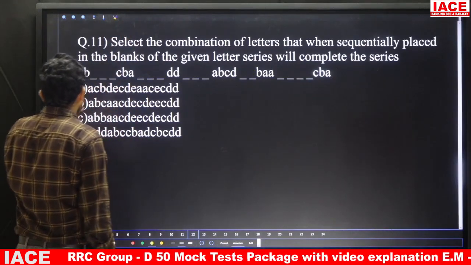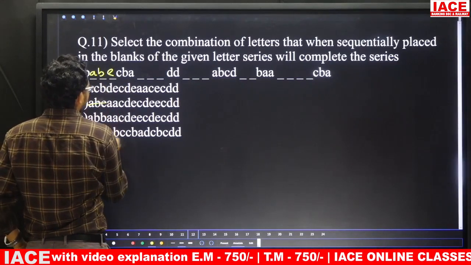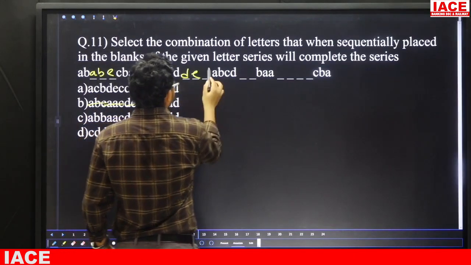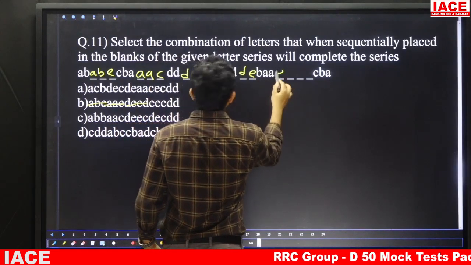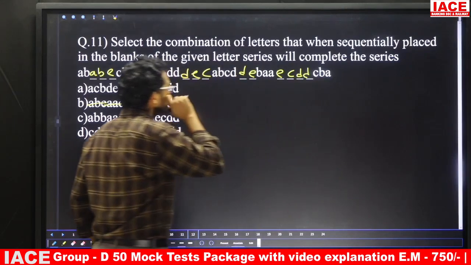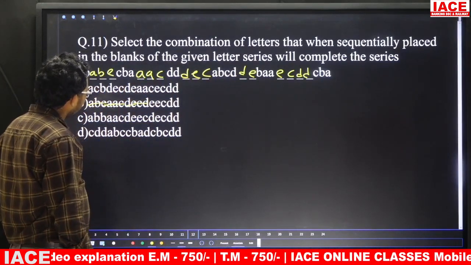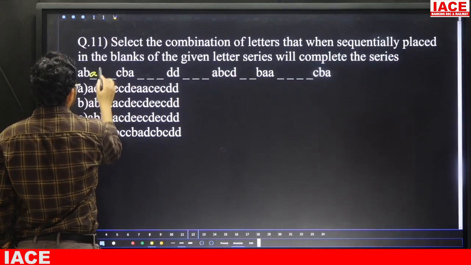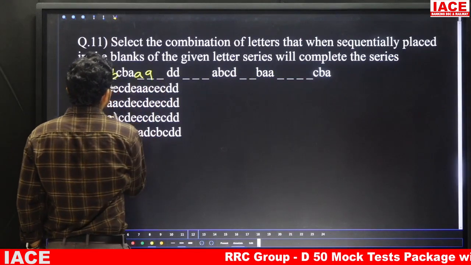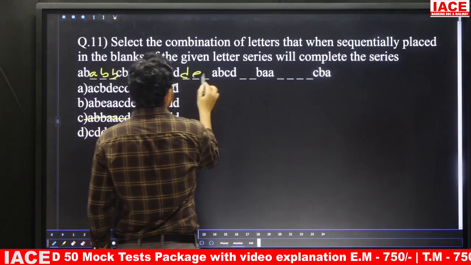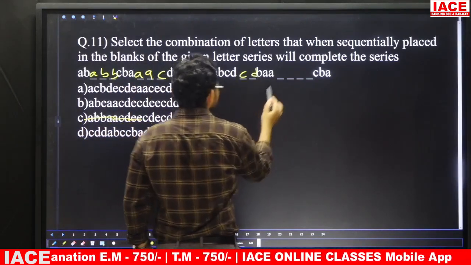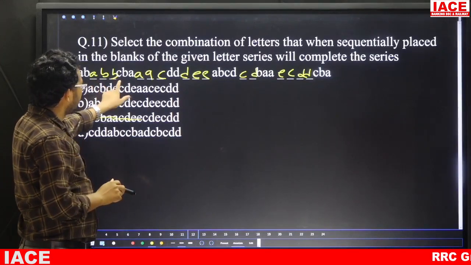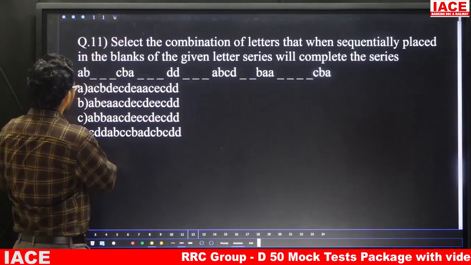Next, go for the second option: A, B, E, next A, next one C, D, E, next C, D, next one E, E, next C, D, D. Observe whether any series is repeating: A, B, A, B, E, C, B, A. No chance of any series repeating. So go for the third option: A, B, B, next A, next C, D, next E, E, next C, D, next E, C, next D, D. Observe here: A, B, A, double B, no chance again. That means the remaining option D is the answer.